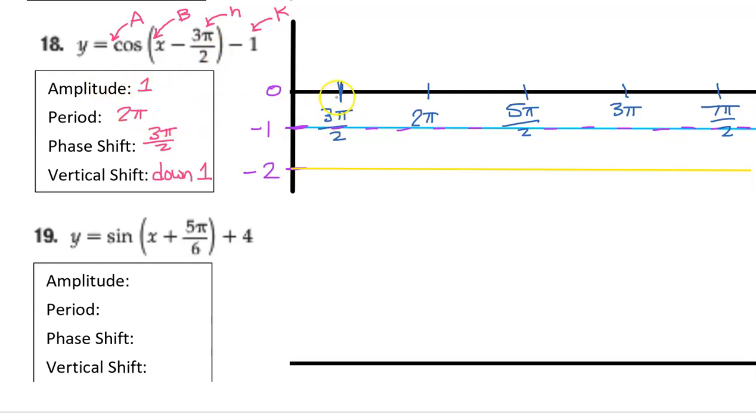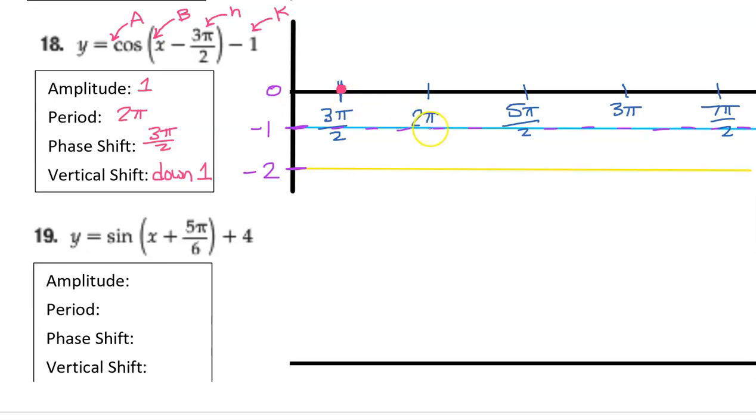So our first point will always be at the phase shift. So remember, the phase shift is 3 pi over 2. I'm not starting at the y-axis. I'm going to start at 3 pi over 2. This is a cosine function. A cosine function will start at its highest value. So that should be right here above the midline.